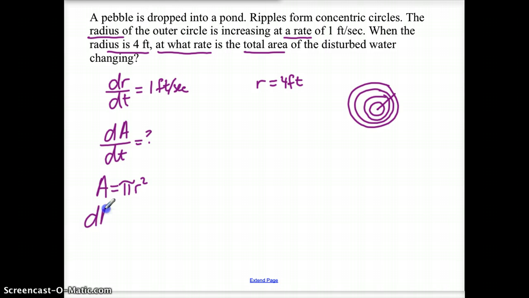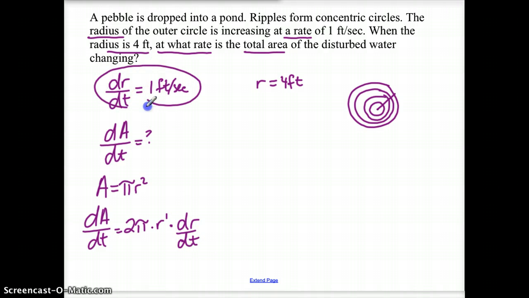Then we take the derivative implicitly. The derivative of A with respect to time is dA/dt. Remember, pi is just a constant, so it could be like 7. Take the power on the r and multiply it out front, so it's 2 times pi. Then decrease the power by 1, so 2 minus 1 is 1. Also, times the derivative of r with respect to t. We're taking the derivative with respect to t, and t is different than r, so we have to multiply by this. Another clue is we had this given to us.